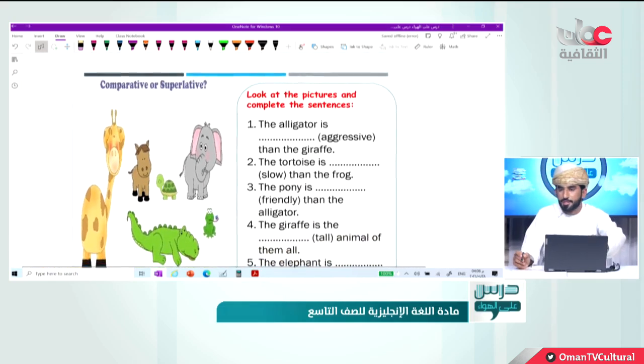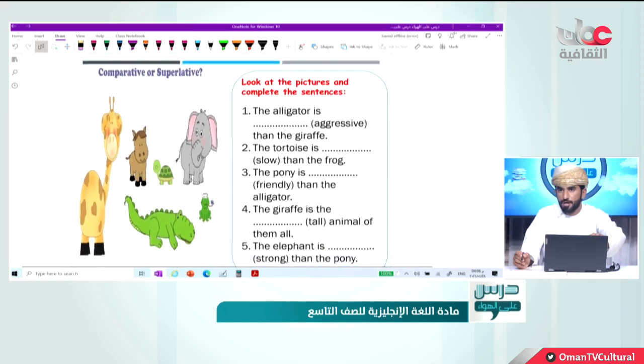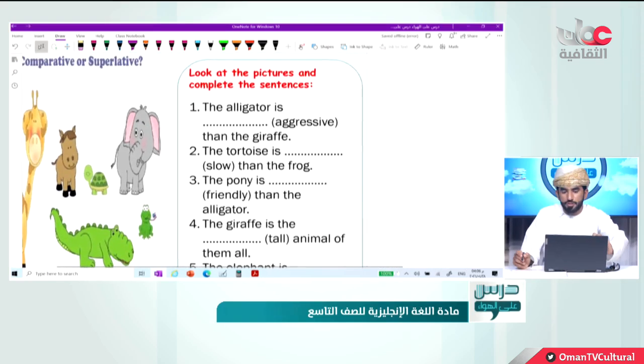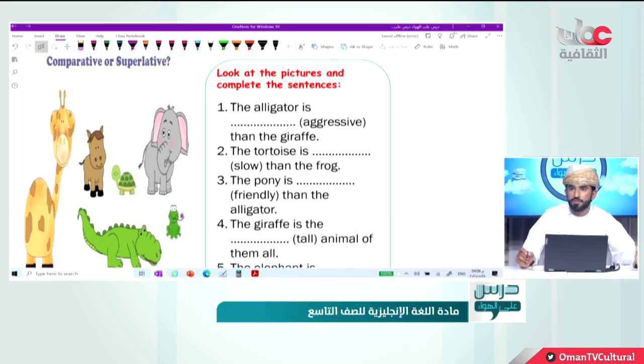Should we do it together? Very fast. Now the rule is very simple. You have got all of those types of animals in front of you: elephant, alligator, turtle or tortoise, the pony and the giraffe and the frog. Right? So number one, the alligator is aggressive than the giraffe.